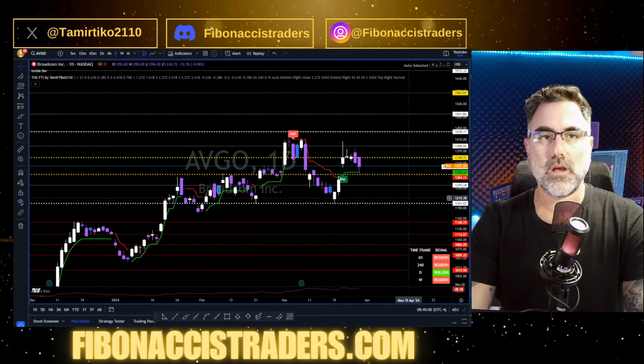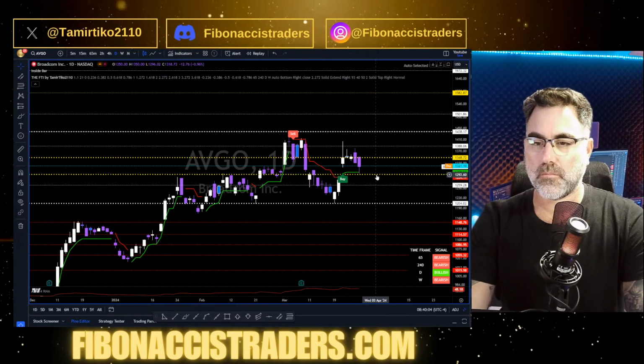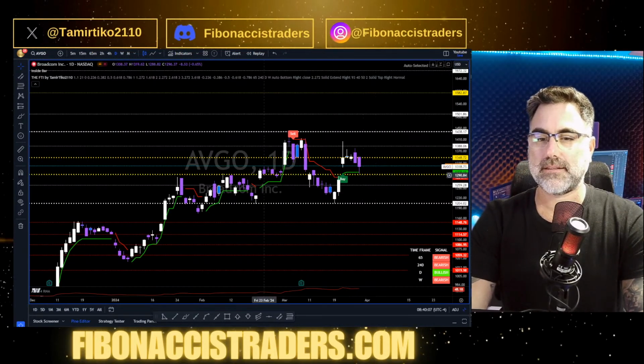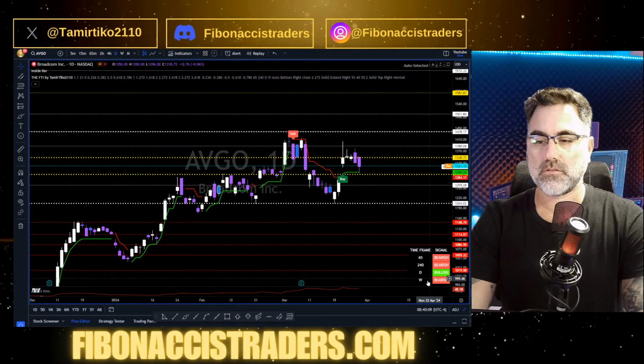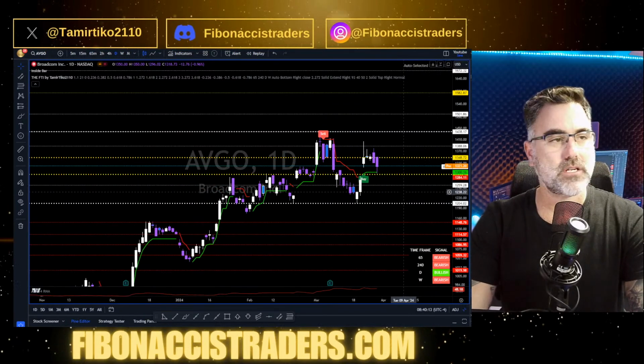I'm there to help. AVGO, no long. Your stop loss should be just below the 1290, below this yellow zone. Look at this, bearish, except the daily. 3 out of 4 is bearish, no long.